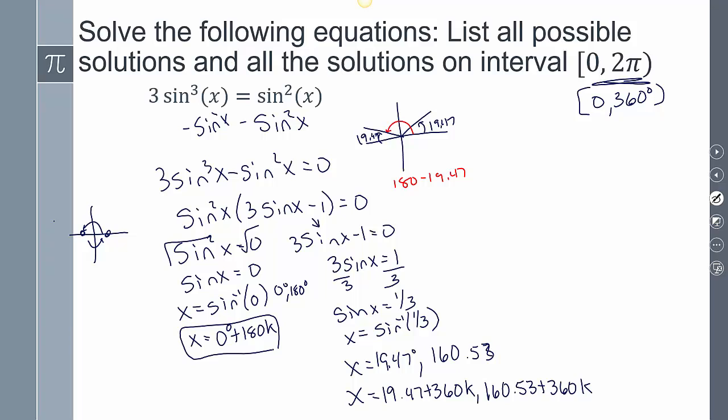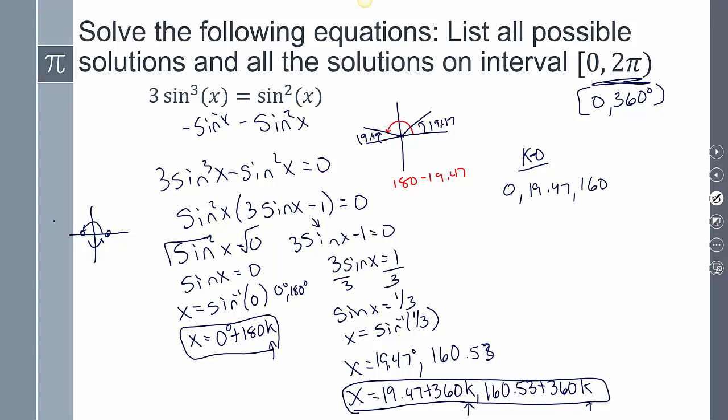These are all possible solutions. Now I have to find the values between 0 and 360. So I'm going to set k equals 0, and you plug 0 for k into each of these. If I did that, I'm going to get 0, 19.47, and 160.53. Those are all between 0 and 360, so that's good.